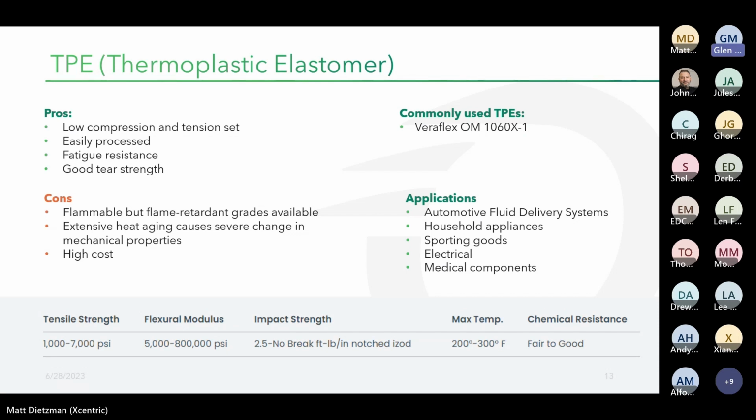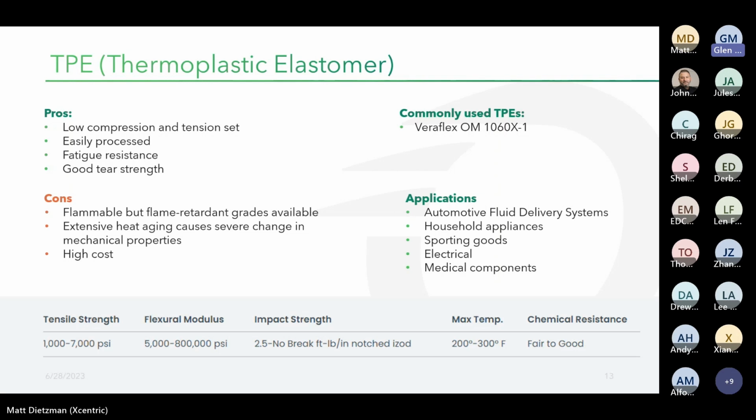Another material that we use quite a bit here be your TPEs, your thermoplastic elastomers. Some pros, low compression and tension set, easily processed in most instances. It's got good fatigue resistance, good tear strength, meaning it withstands a lot of abuse.